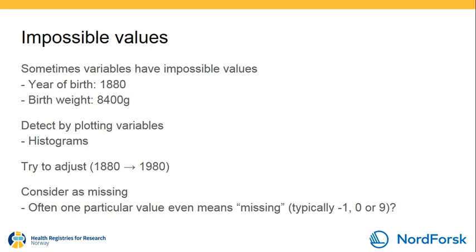You can try to adjust. So for example, 1880, maybe that's just 1980. Maybe you have a good reason to believe that it's 1980. Maybe this person had siblings that were born in the 70s and the 80s, for example. That's a huge task, or it may be if you have 1,000 impossible values and you have to look into all of them individually. But if you have, I don't know, 40, then maybe you should do it.